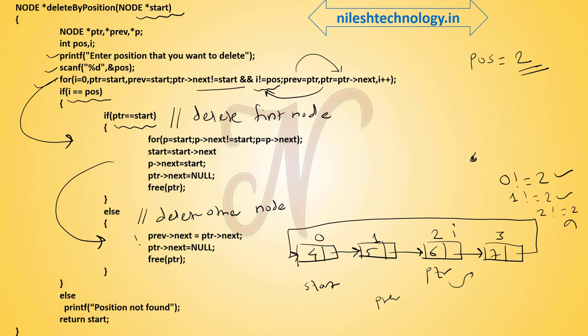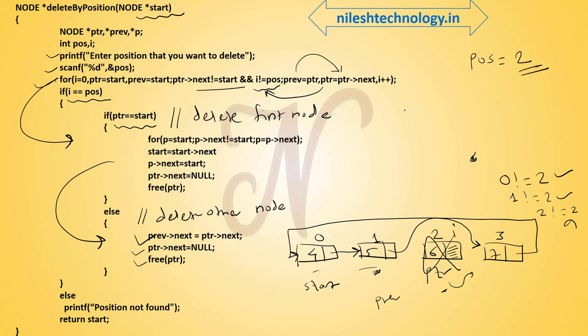So prev of next is equal to ptr of next. So this is your prev, this is your ptr. So prev of next is pointing to the ptr of next. Then ptr of next is equal to null. So this is your ptr. We remove this link, assign it to null, and free ptr. Okay, so we remove the ptr node. So see, your linked list is now 4, 5, 7.